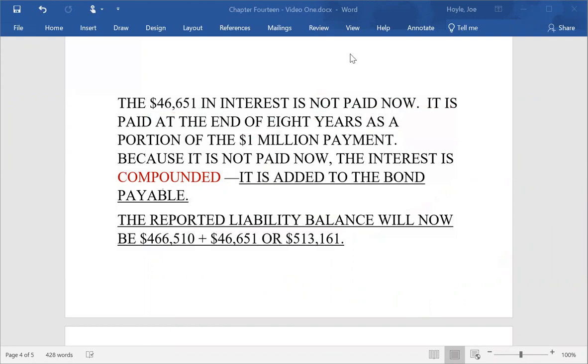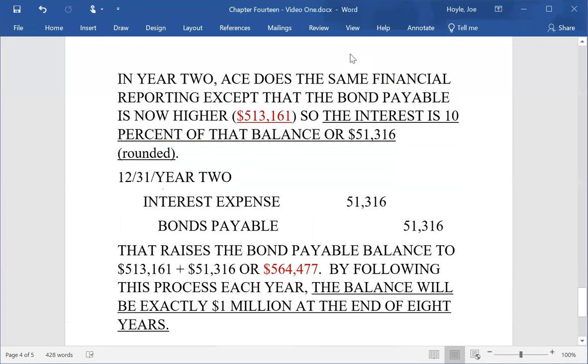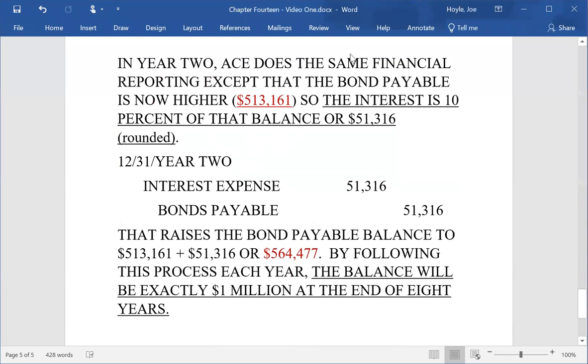In my classes, I always tell the students, if you can do 2 years of a bond or note payable, then you should know enough to be able to do any number of years. So almost invariably, when I work a problem like this in class, I will go on and recognize it for a second year just to make sure the students understand how things are done. In the second year, in year two, the bond payable has increased to $513,161. That's with the compound interest. The interest rate, of course, is still 10%. That's the rate that was removed when the bond was originally sold.